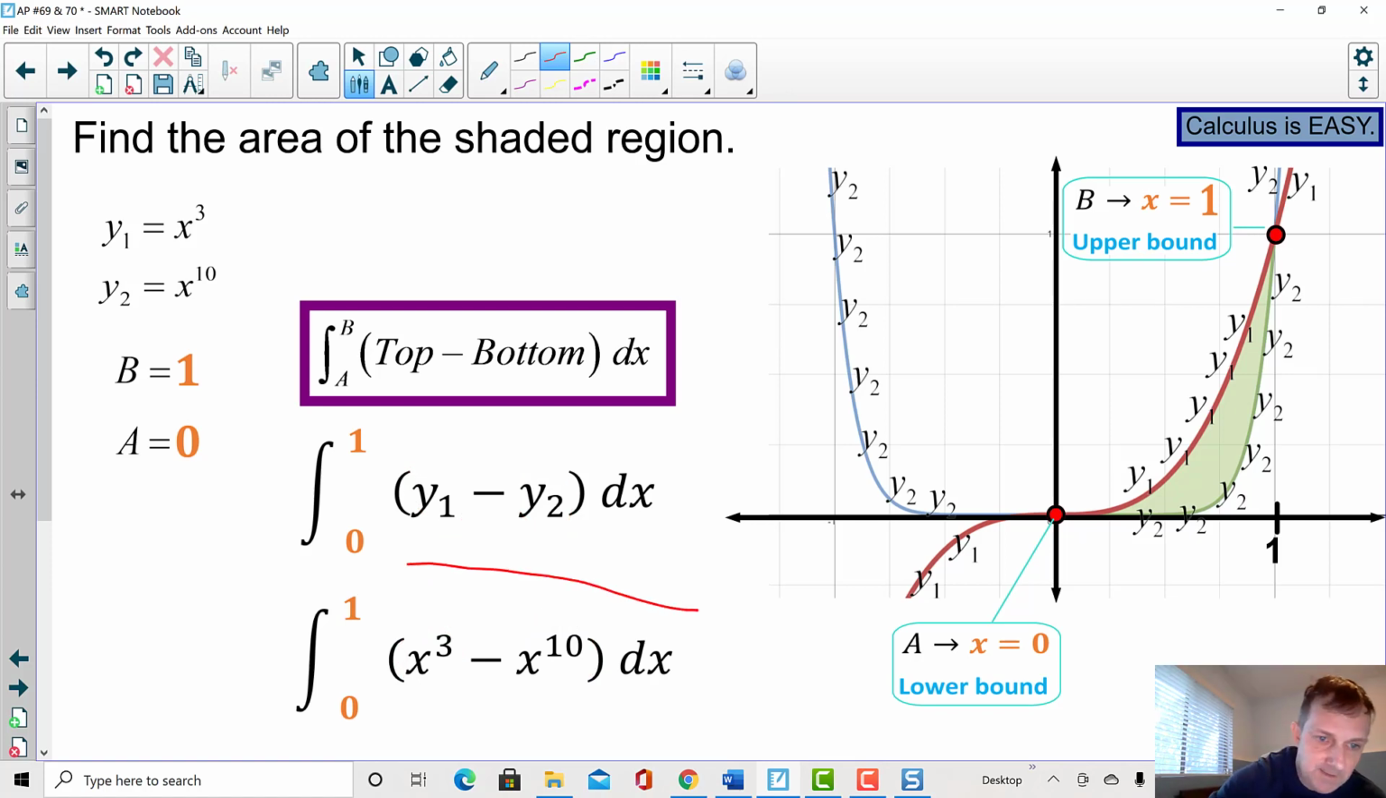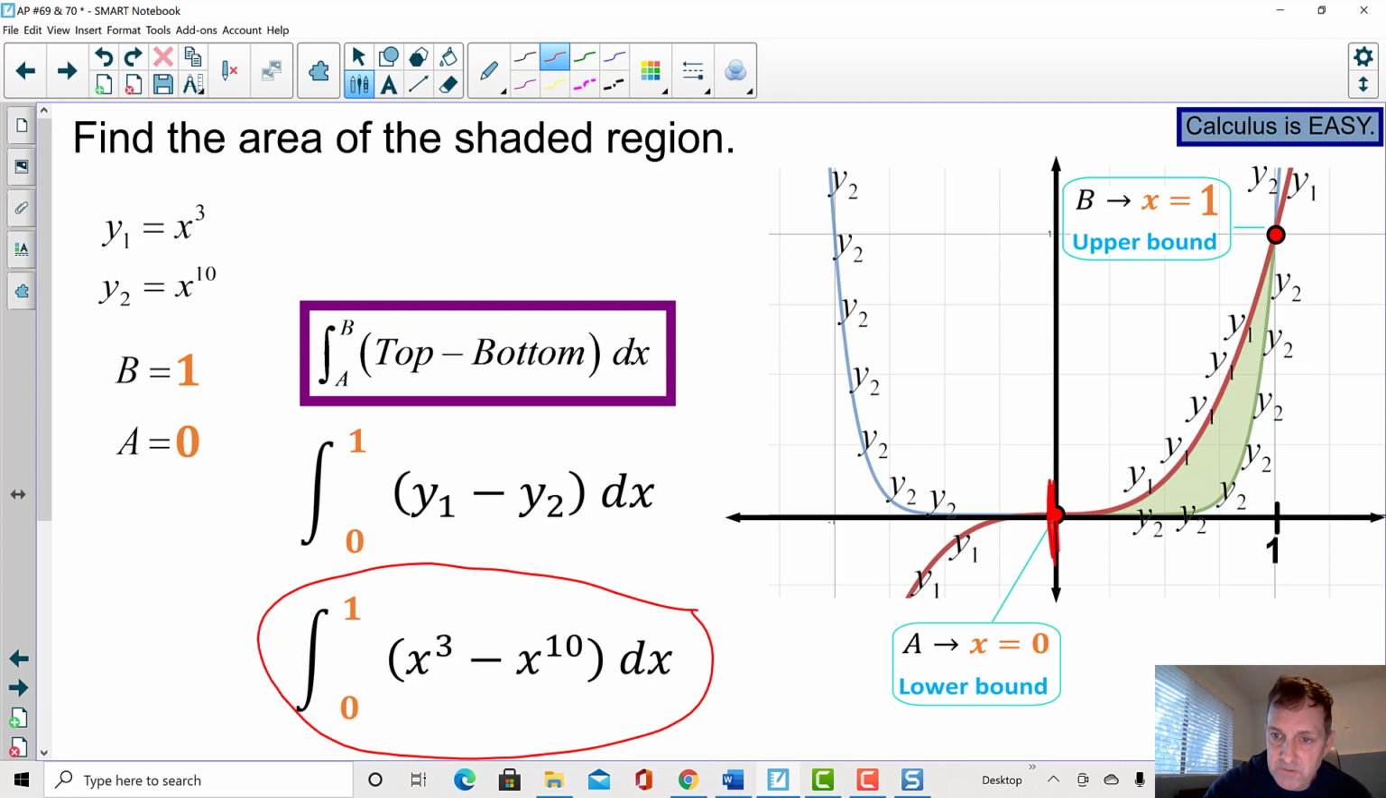Or if it's really easy, like x to the third and x to the 10, which are pretty short, you can just type the entire thing into the home screen of your graphing calculator, and it'll just give you the answer. Now I want you to notice that we are going from x equals 0 to x equals 1. So our lower bound is going to be 0, and our upper bound is going to be 1. And that's why you see that we're going from x equals 0 to x equals 1.